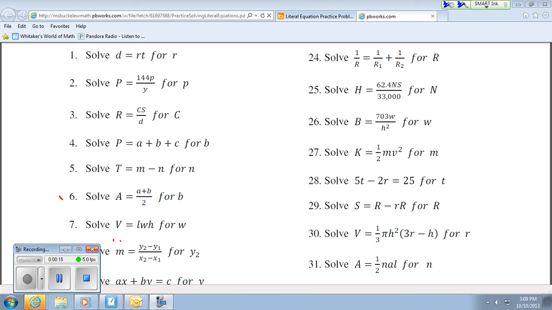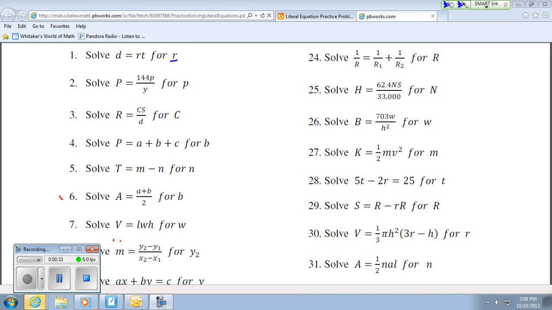We looked at number 1 on the practice problems. This was the distance formula, d equals r times t. So that's distance equals the rate times time. And this time we're solving for r. We want to solve for the rate. So we need to isolate our variable. We want to isolate the r.